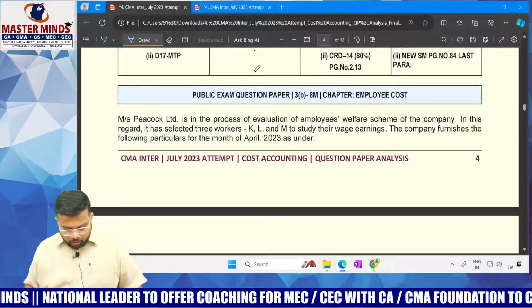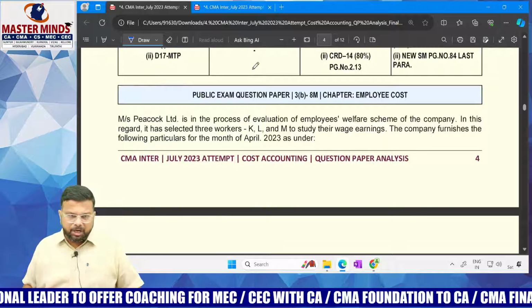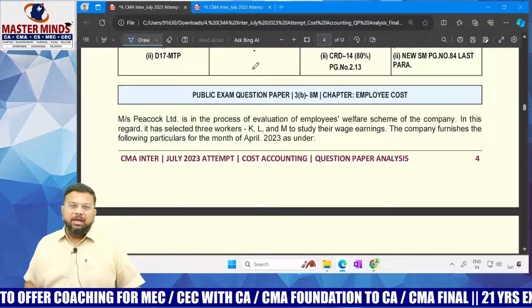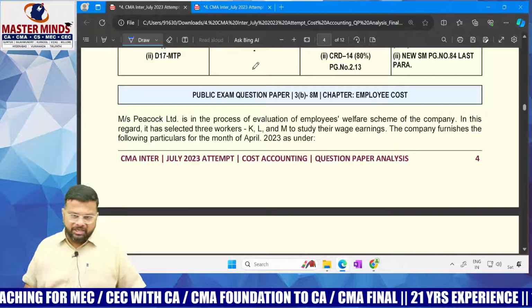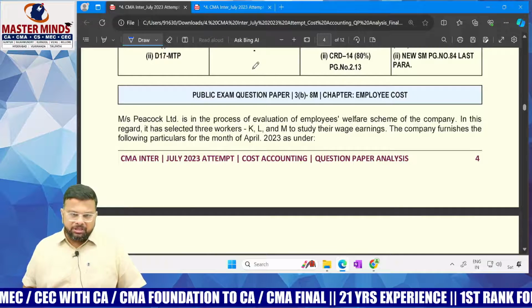3B question is from employee cost. Okay, so this is also a basic question. What is the question? Mrs. Peacock Limited is in the process of evaluation of employees welfare scheme of the company. In this regard, it has selected 3 workers K, L and M to study their wage earnings. The company furnishes the following particulars for the month of April 2023 as under.